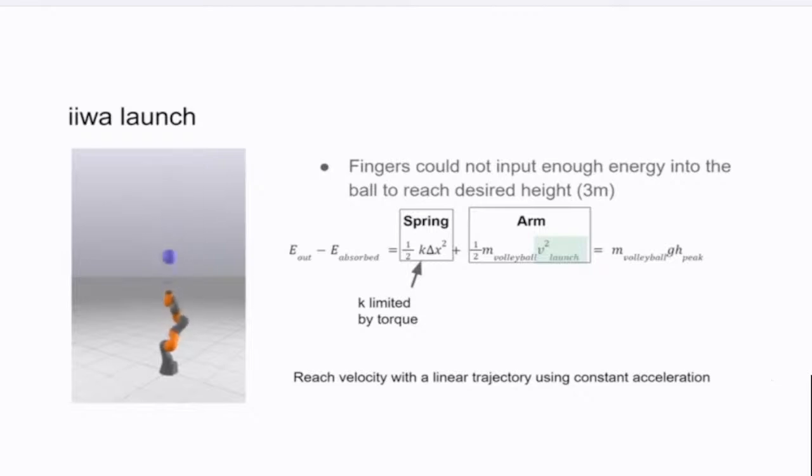Now, the fingers by themselves cannot input enough energy into the ball to get it to the desired height. So we have to figure out what speed we need to launch the arm at. And we can do that using simple energy equations. From there, we simply follow a linear trajectory using constant acceleration in the desired direction of the ball until we reach the launch velocity.